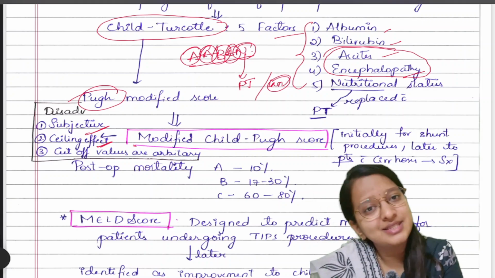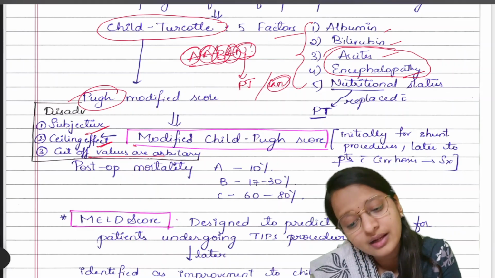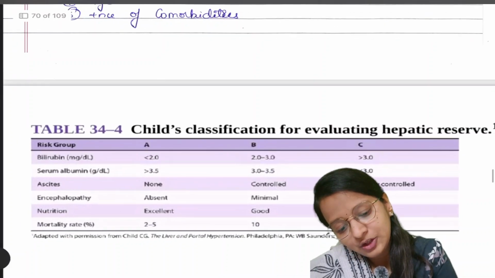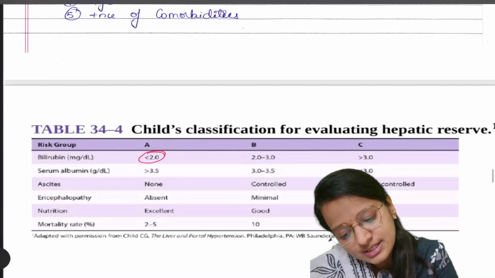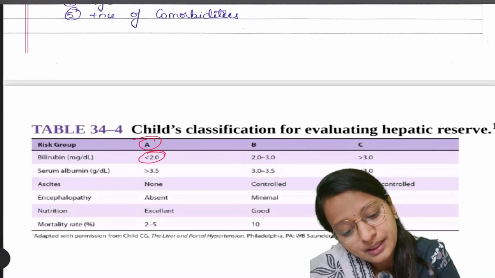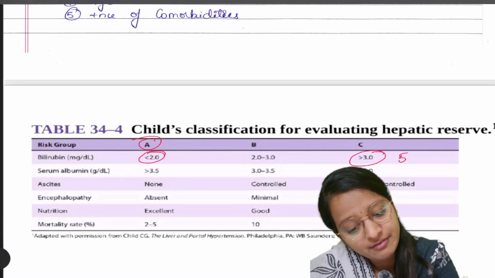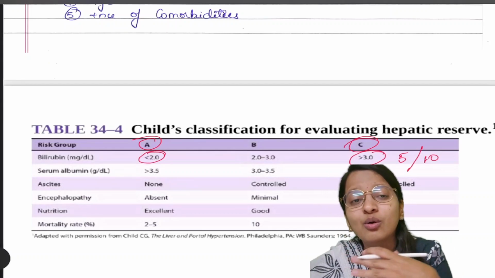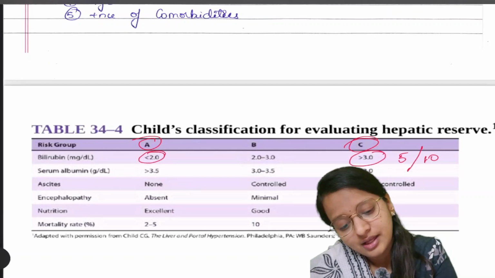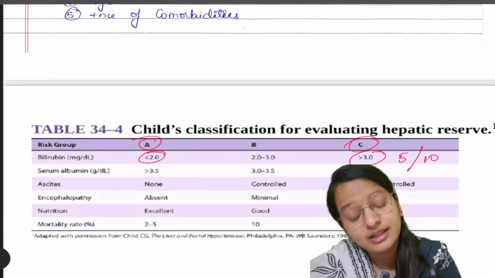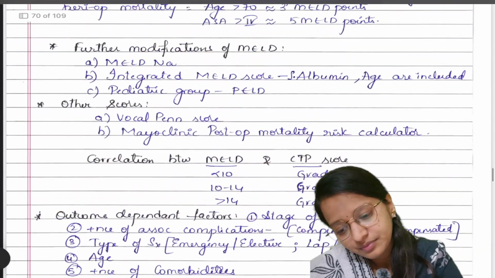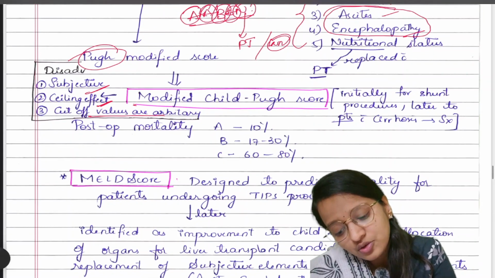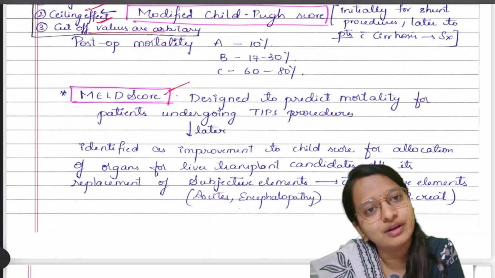And second, they have a ceiling effect and cutoff values are arbitrary. That means, see here, a bilirubin of less than 2 is class A, but a bilirubin of greater than 3, might it be 5 or even 10, belongs to C. So there are no higher grades. Even 5 and 10 come under the same category. So those are the disadvantages of the modified Child-Pugh score. So there is the MELD score for that.